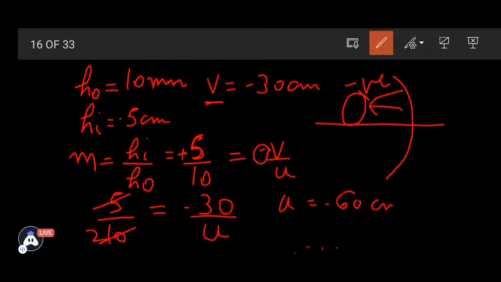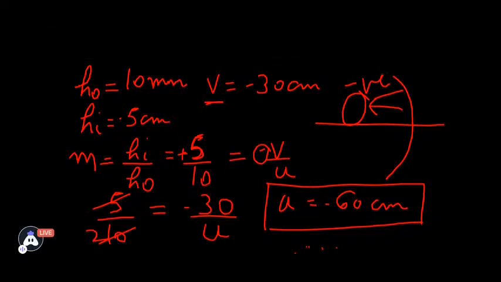We know that u is always negative, so u is 60 centimeter. I hope I am clear till here. We have got the object distance. Now the question is demanding the focal length. So how will we calculate the focal length? What is the formula? We will go with the mirror formula.